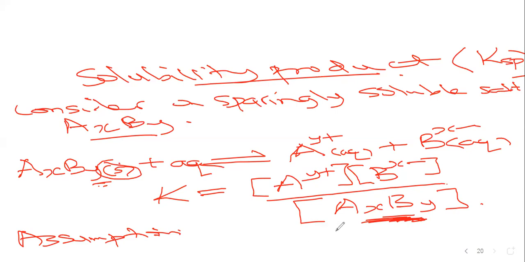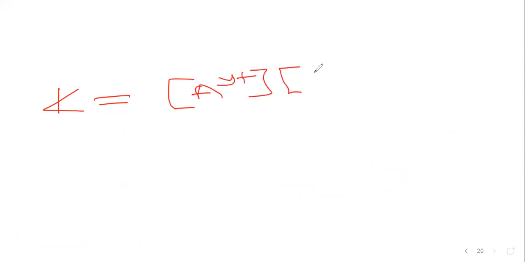After all, it's sparingly soluble. So since it remains constant, what happens is that we take it to be a 1, such that our solubility expression becomes K is equal to the molar concentration of Ay+ times the molar concentration of Bx- over 1. So this becomes a solubility constant, which we call Ksp.